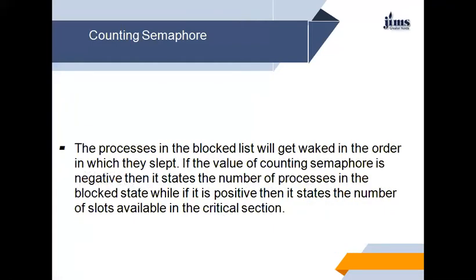So in the counting semaphore, the processes in the blocked list will get woken up in the order in which they slept. If the value of the counting semaphore is negative, then it states the number of processes in the blocked state, while if it is positive, then it states the number of slots available in the critical section.